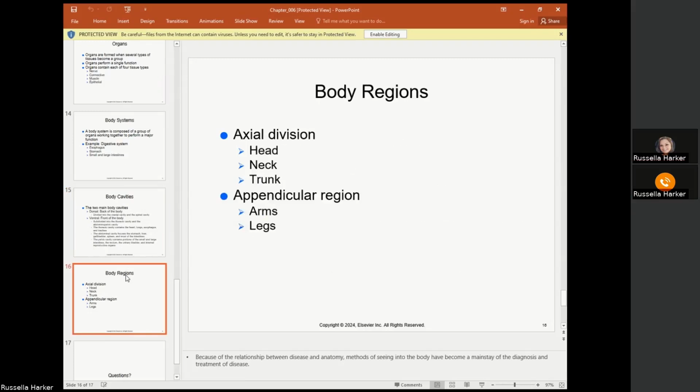And finally, we have body regions. With body regions, for reference, the body is divided into 2 major regions. So we have the axial region, which is made up of the head, neck, and trunk of the body. And then we have the appendicular region, which comprises the arms and legs.